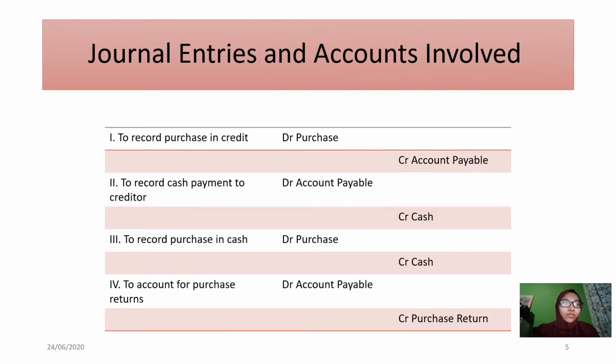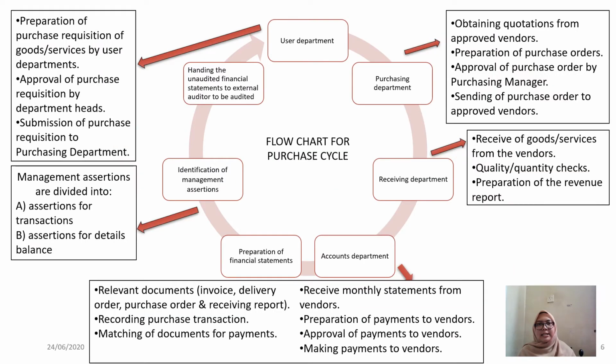Okay, let's move on to the next slide, which is journal entry and accounts involved. This is the flowchart for the purchase cycle. The purchase cycle starts with the user department, purchasing department, receiving department, accounts department, then preparation of financial statements and identification of management assertions, then handing the unaudited financial statements to the external auditor to be audited.